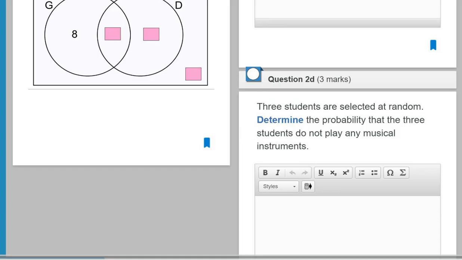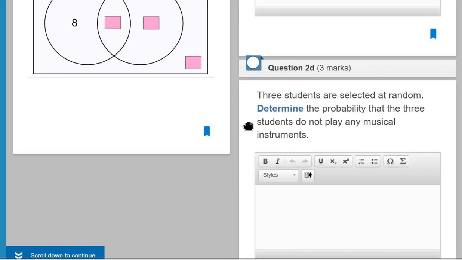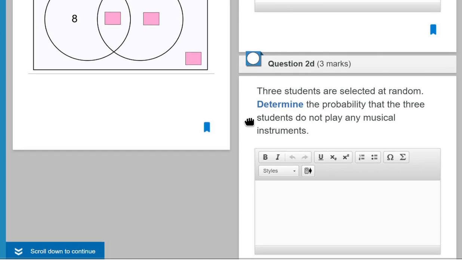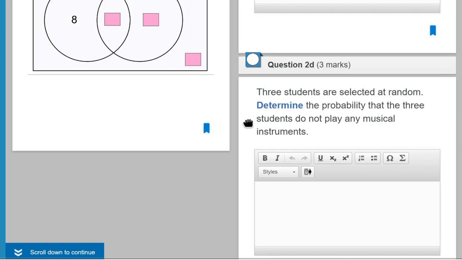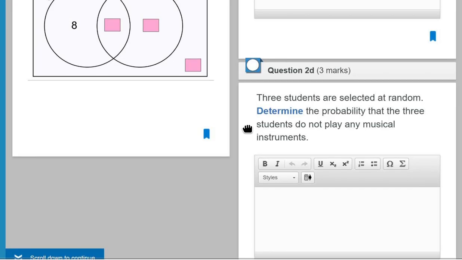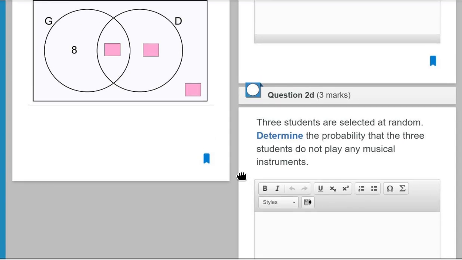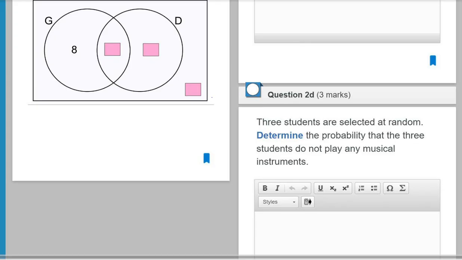3 students are selected at random. Determine the probability that the 3 students do not play any musical instruments. Okay, this is somewhat new. Remember, the three students do not play any musical instruments. So there were four students that did not play any of them.